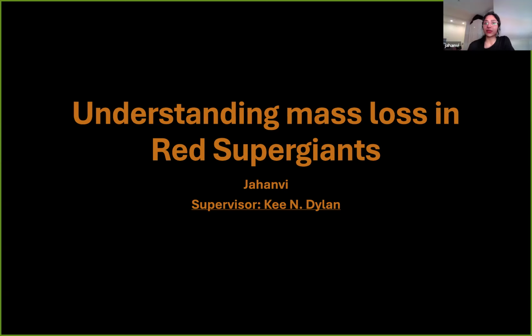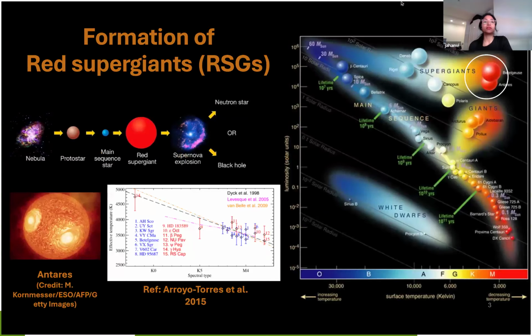So in this lecture, we will try to understand the mass loss in red supergiants. But before that, I think it's good for us to start with a little bit of introduction of what red supergiant stars are. So red supergiants are the most luminous cool stars situated at the top right of the HR diagram, as indicated here by Betelgeuse and Antares. Very interesting red supergiant stars. I also put a GIF for you. It's beautiful.